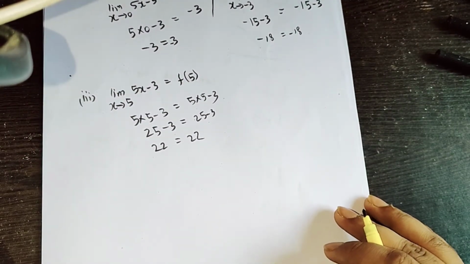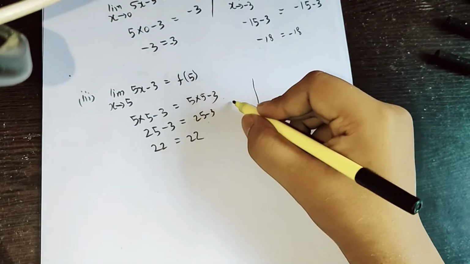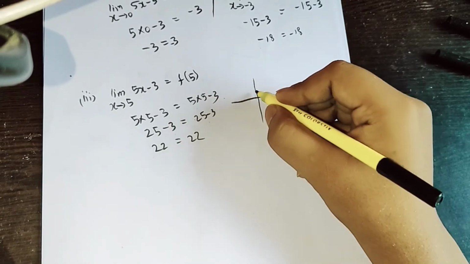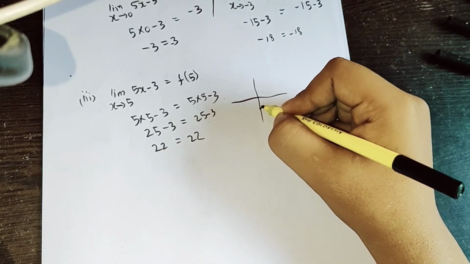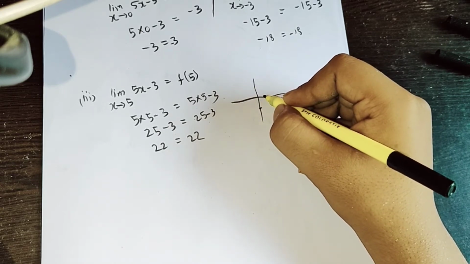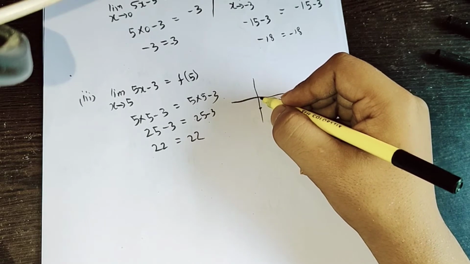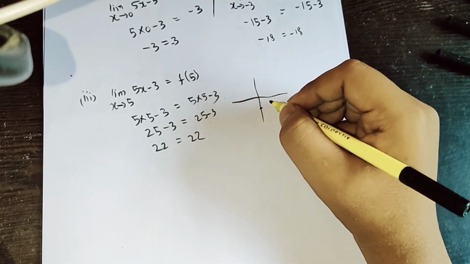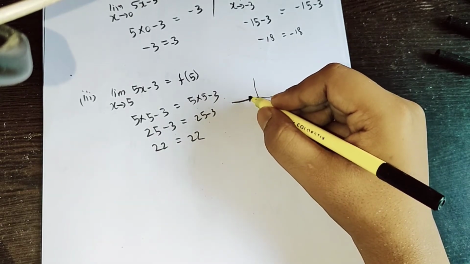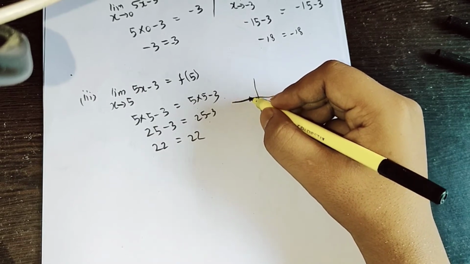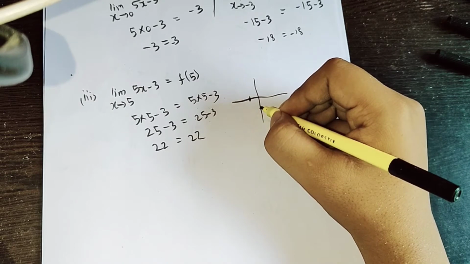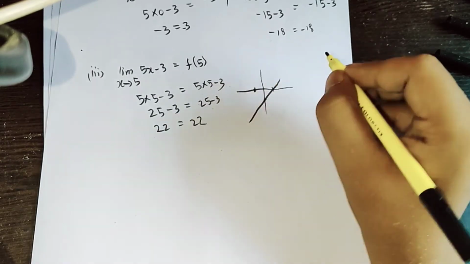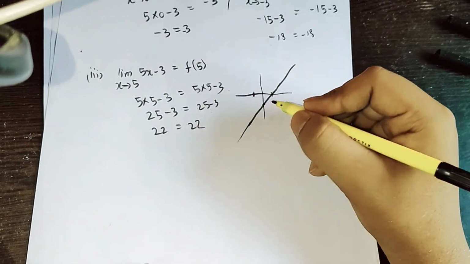If we see it graphically, this equation is like, if we put x equals 0, we get minus 3, and if we put 3 by 5, this will be your graph, and it will be continuous from minus infinity to infinity.